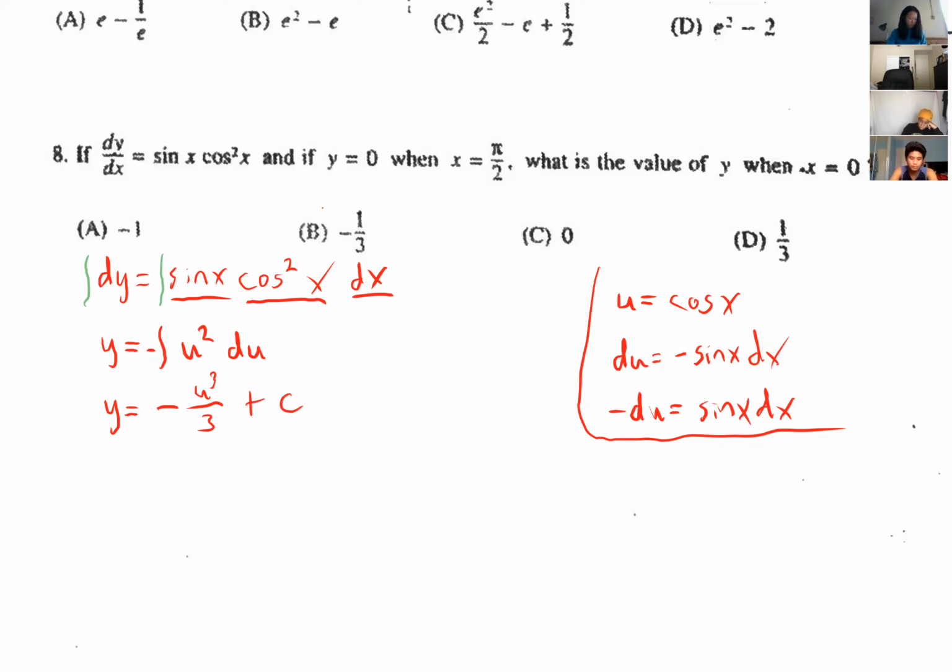I'm going to plug u back in. So u is cosine x, so this will be negative cosine cubed x over 3 plus c. And I see my answer choices are all constants. That means I have an initial condition somewhere. So my initial condition, it says y equals 0 and x equals pi over 2. That's to help you solve for c.